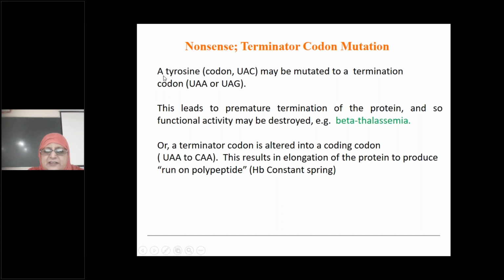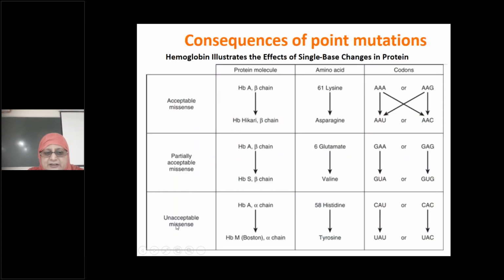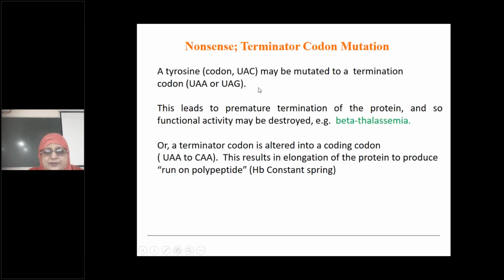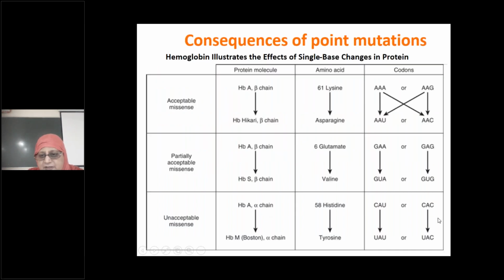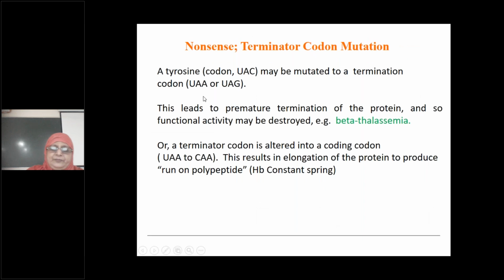So this is the same example of what we have seen here, a nonsense mutation, where histidine is being replaced by tyrosine. So a tyrosine may be mutated to a termination codon, UAA or UAG. This leads to premature termination of the protein, and so functional activity will be lost. An example you can see is in beta thalassemia.